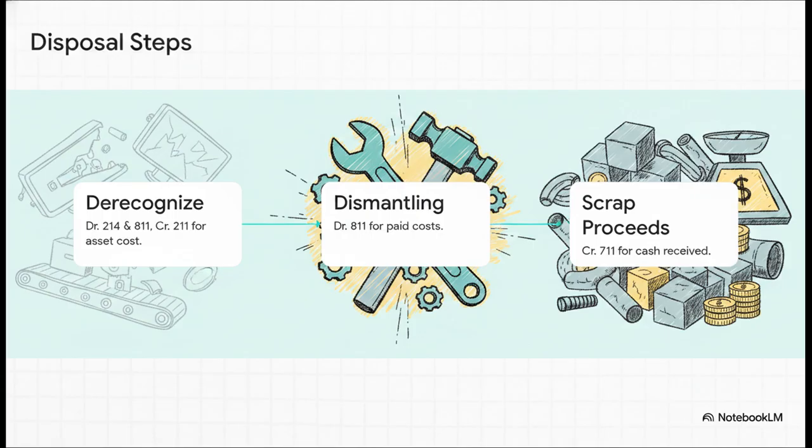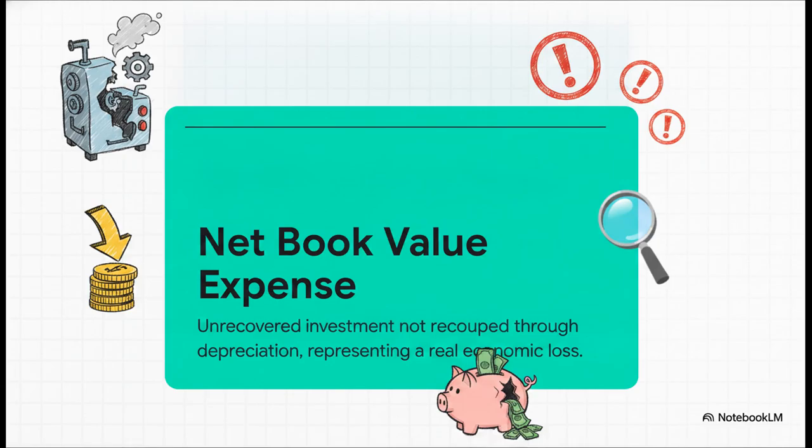Step 2, if we have to pay a crew to dismantle it, that cost is also a debit to 811. And finally, step 3, if we manage to sell off the scrap metal, those proceeds get credited right into our other income, account 711. You might be wondering, why do we record that remaining net book value as an expense in 811? Well, because it's an unrecovered investment. It's a very real economic loss.